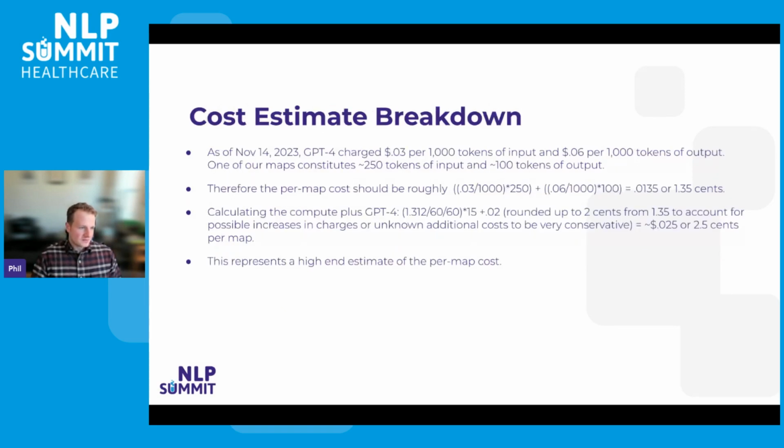Here's an example of the cost breakdown that we estimate. This is how we arrived at the 2.5 cents per map cost, which includes both the cost of the tokens going in and out, but also the cost of the compute to run this mapping pipeline.